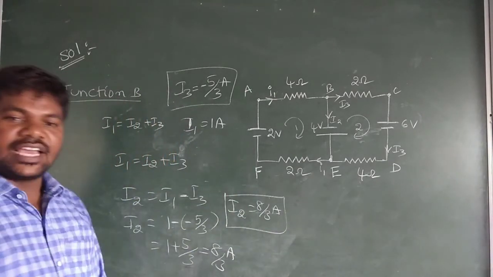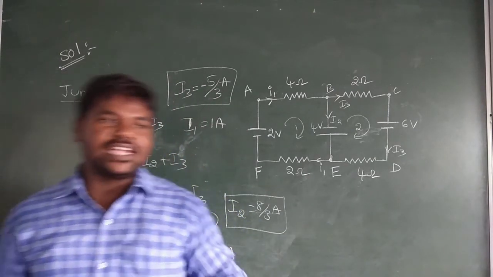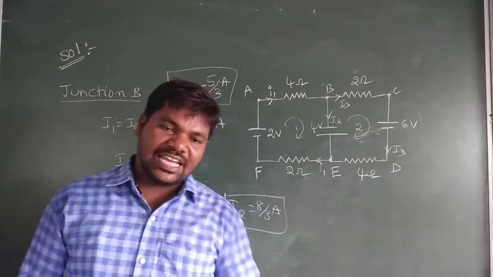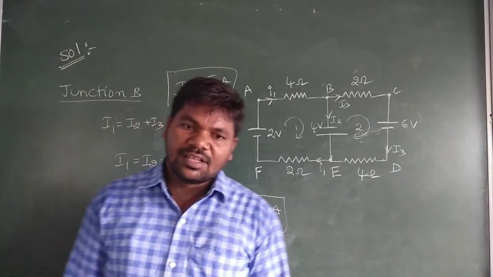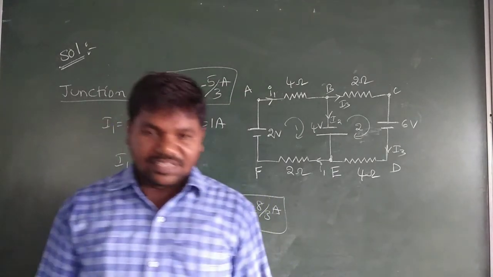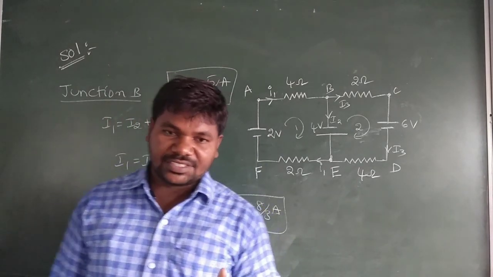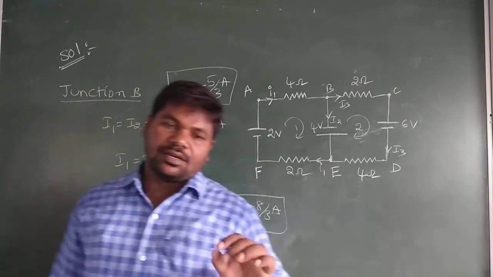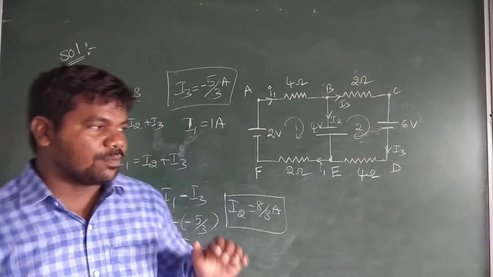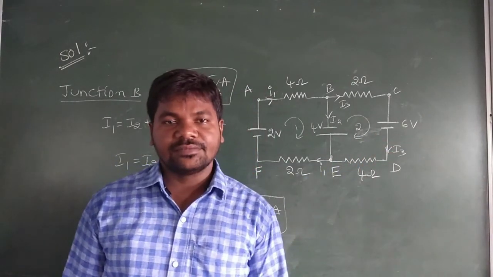From the circuit diagram, the current in each branch is: the current I1 is equal to 1 ampere, the current I2 is equal to 8 by 3 amperes, and the current I3 is equal to minus 5 by 3 amperes. Here we take negative because the current moves in the opposite direction of the 6 volt battery.